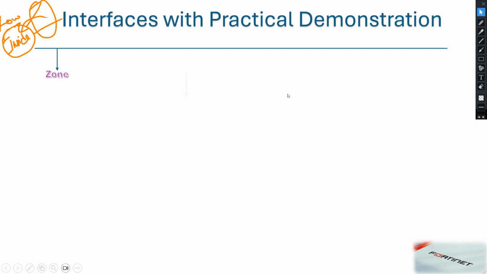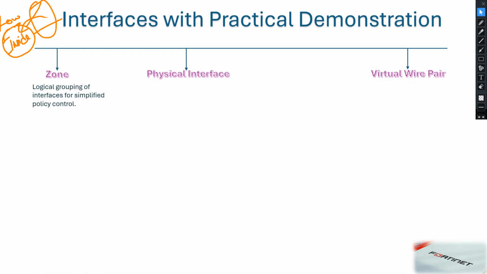Okay, next is physical interface. The interfaces that are physically connected with the device are known as physical interfaces. And vwire pair, I already briefed you in the previous lecture about what a virtual wire pair is and how it works. Let's brief a little bit on its theoretical part. A zone is a logical grouping of interfaces for simplified policy controls. Okay, as I mentioned here.